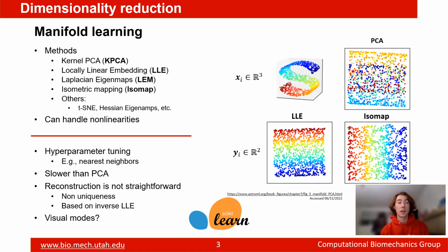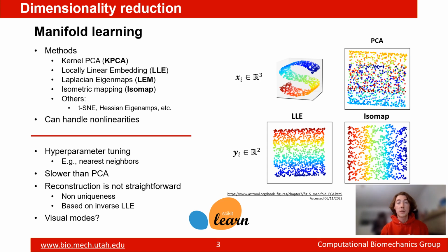To overcome this issue with nonlinearity, another family of methods were introduced called manifold learning. On the right side, we see this three-dimensional S-shaped data set. On the top right, we see the PCA embedding, and we see that PCA cannot really discover the underlying manifold. On the other hand, the bottom two figures show locally linear embedding and isomap, which managed to unfold this manifold into a 2D plane.